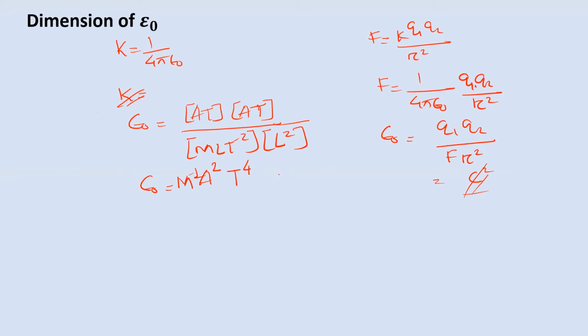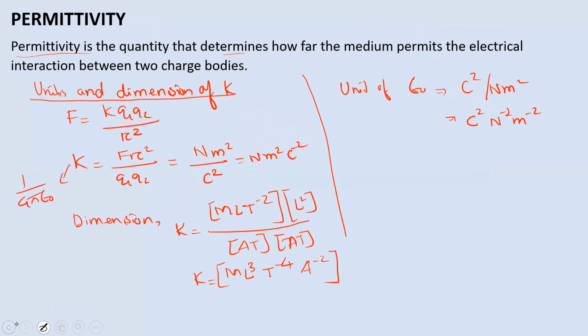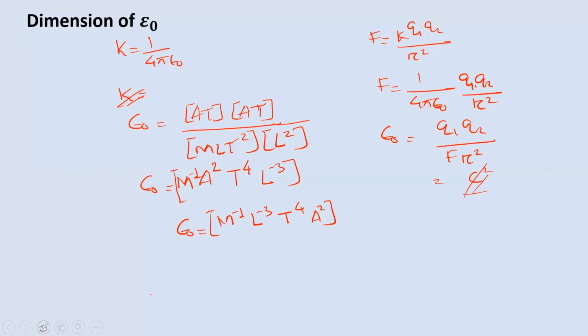M with a negative, M minus 1, and lastly L minus 3. That means you can write epsilon naught dimension as M minus 1, L minus 3, T positive 4, A positive 2. If you see for this, here it was M positive, L positive, and the rest two negative. Here it goes the reverse. These two are negative, and the last two are positive.